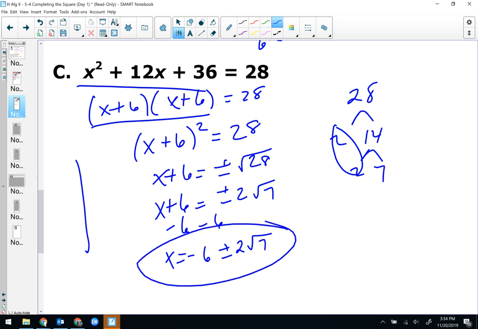And that's my answer. Why am I not separating it into 2? Because can I actually take negative 6 plus 2 radical 7? If I wanted to, you could go into your calculator, but guess what? It would spit out a decimal to you. Okay, nothing else. Okay. All right.